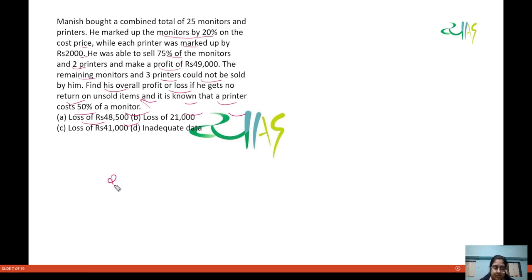What this is basically saying is that Manish bought a combined total of 25 monitors and printers. So we have 25 monitors plus printers. He marked up the price of the monitor by 20%. Like X was the price of the monitor, so now the price of the monitor is 1.2x. While each of the printers was marked up by 2,000. So P be the price of the printer, so now the price of the printer is P plus 2,000 rupees.